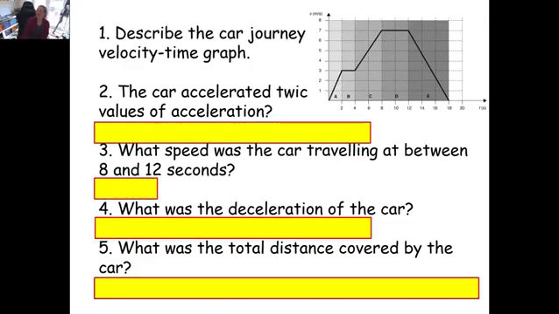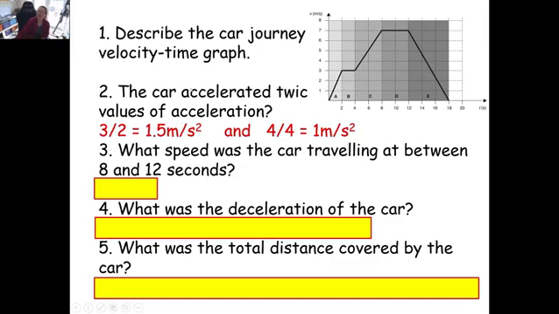So you should find that this is fairly straightforward, describing the car journey. Well, we have a constant acceleration, then the object travels at a constant speed or constant velocity. We have a further acceleration, and then the object travels at a constant speed again, and then it decelerates back down to 0. The car accelerated twice, so you should have a value of 1.5 meters per second squared here and 1 meter per second squared here.